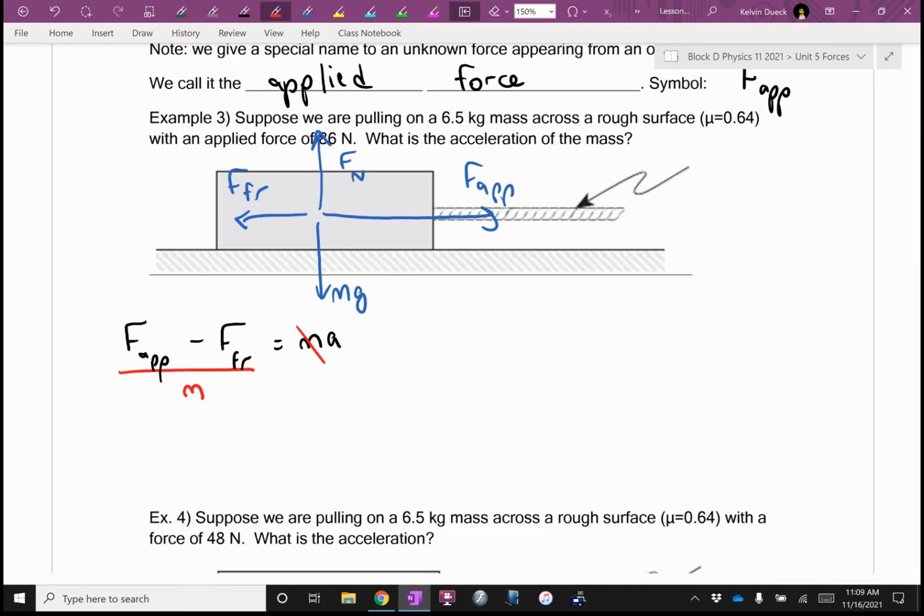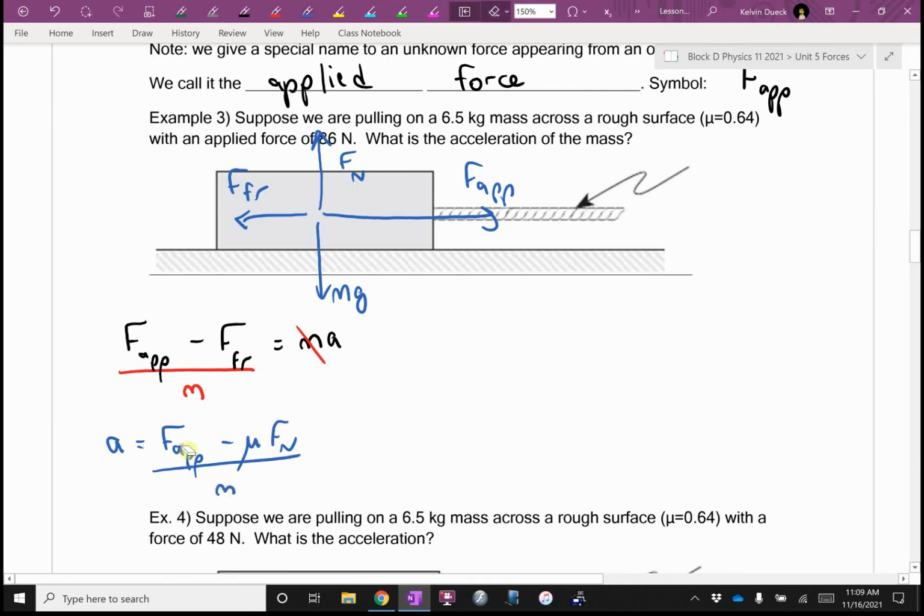I know F applied. How big is F applied? 86 newtons. But I need to do some work with friction. So on my next line, I'm going to expand this a little bit. I'm going to say A equals F applied minus friction is what times what, Dan? This is our new equation for the day. It's on your green sheet if you're not sure. Mu times the normal force all over M.